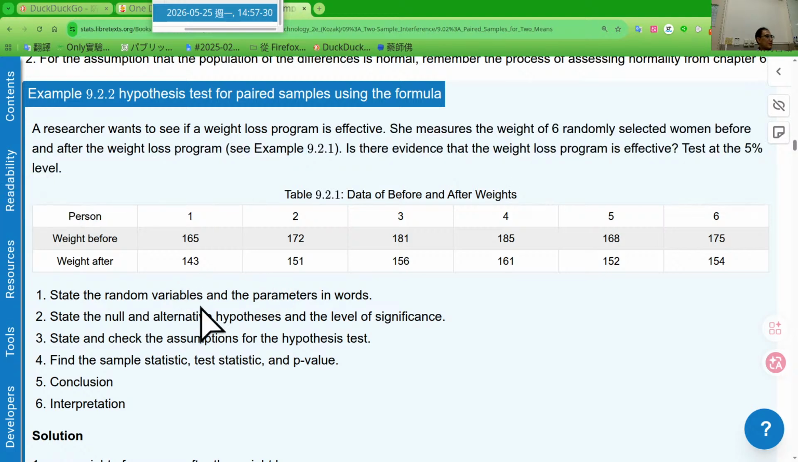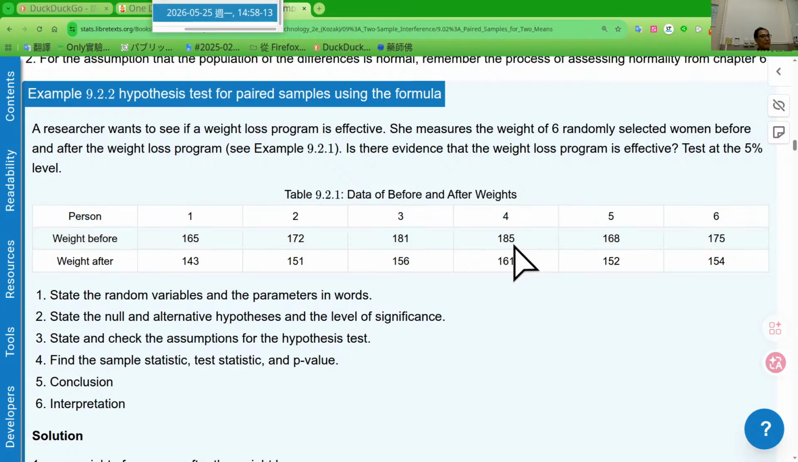Okay, let's check the numbers. The first lady, before, 165 pounds, right? Should be pounds, not kilograms. Okay. After that, 143. Yeah, significantly, the first lady gets a loss of body weight. How about the second one? 172. After that, 151. The second lady got rid of her body weight. How about the third lady? 181. 156. Wow. The third lady also got rid of some body weight.